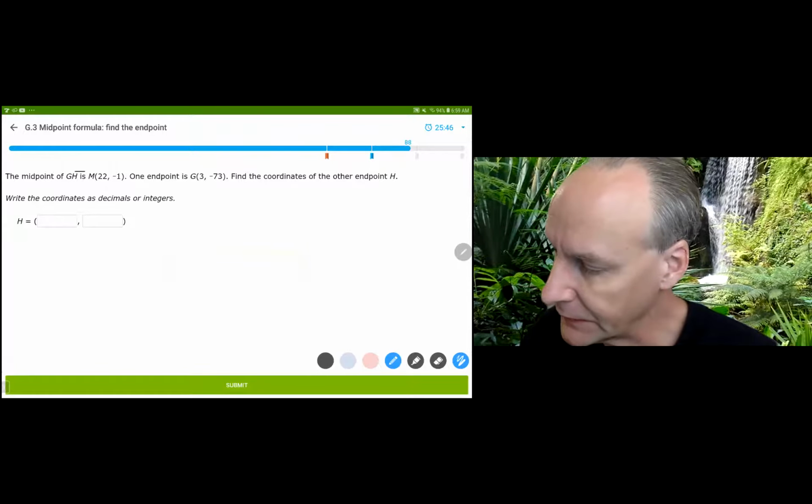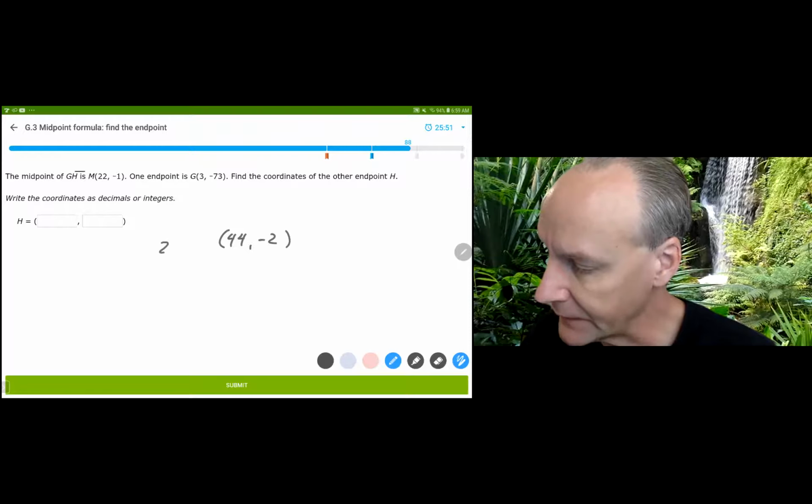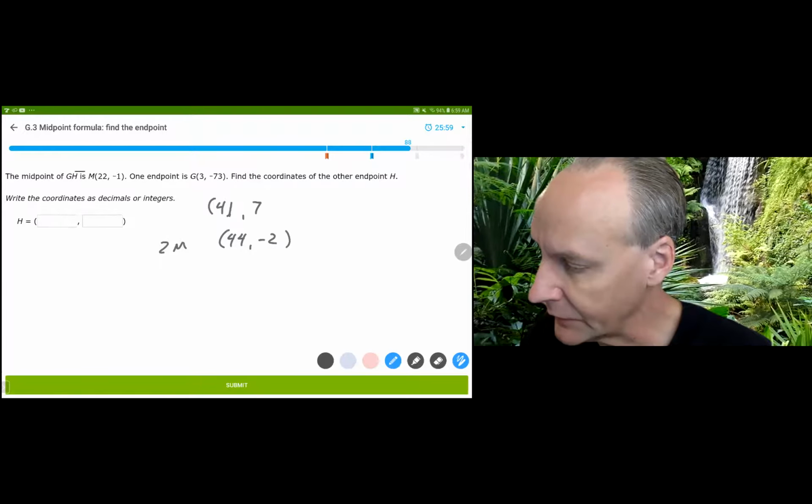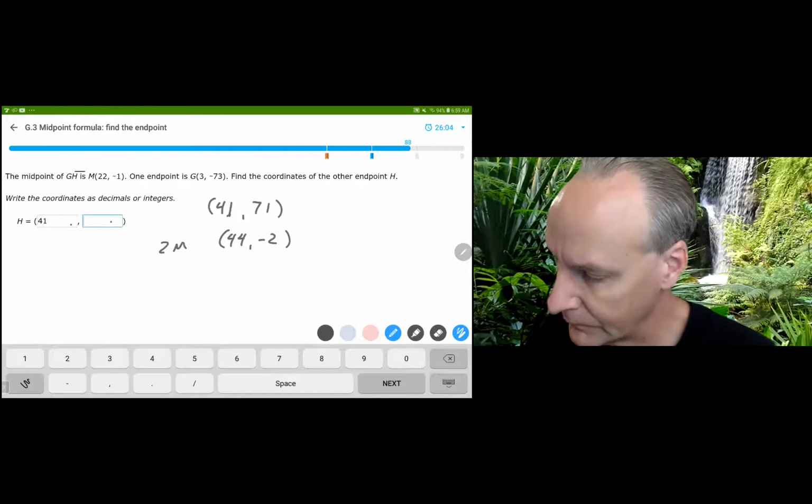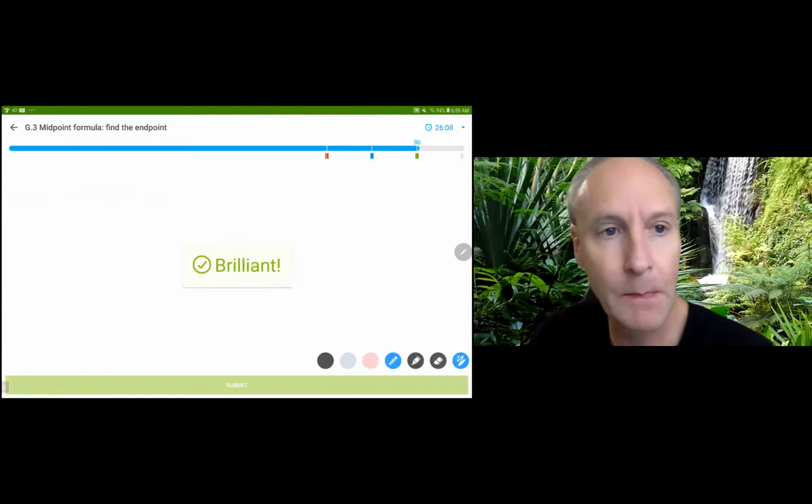Double my midpoint is 44, negative 2. I should actually write that. And to get to 44, I need 41. And to get to negative 2, I need positive 71. And I'm done. 41, 71. Like I said, integers are helpful.